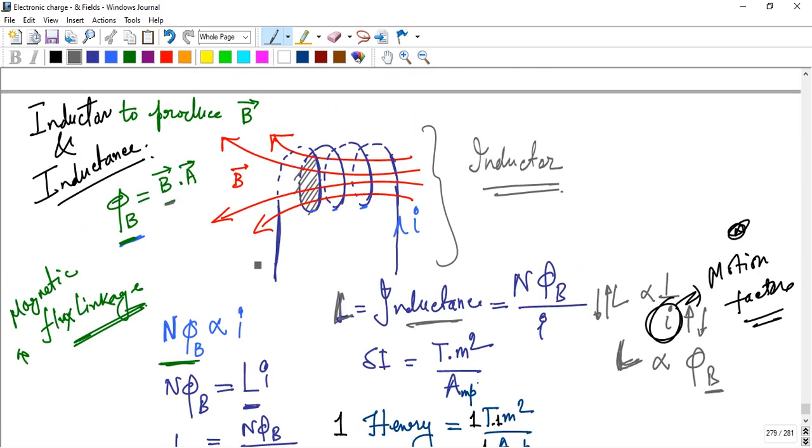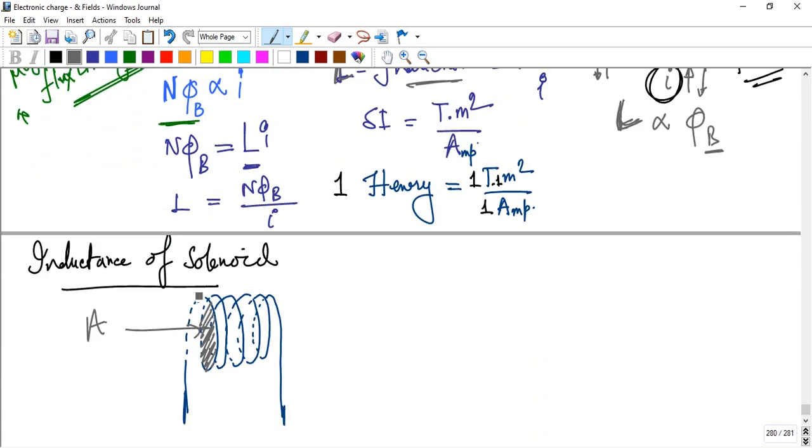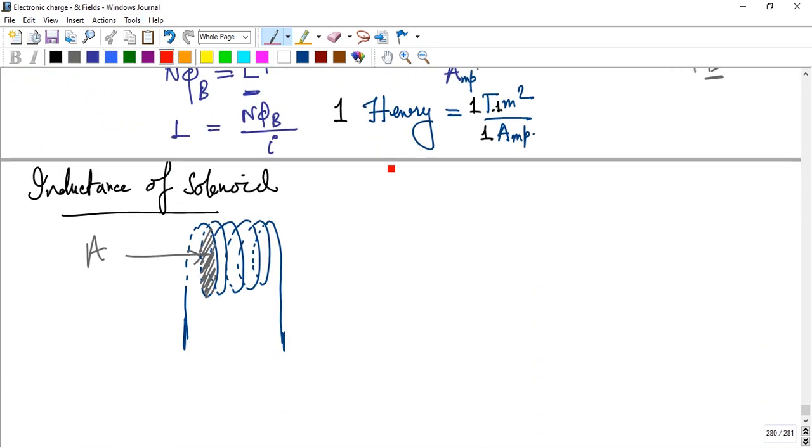So the magnetic flux linkage, that is N phi B, is proportional to current I, and the direction of the current is defined by Lenz's law. The previous lecture discussed what Lenz's law is and what the direction of current is. Okay, so now N phi B is equal to L times I. And what is N? N is the number of turns.